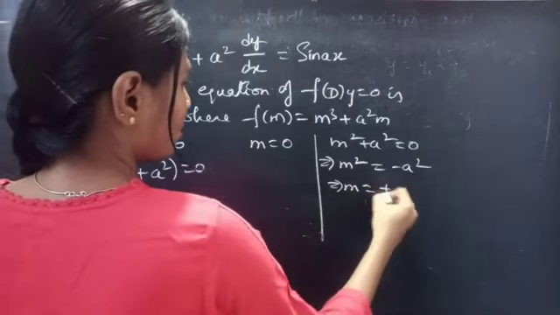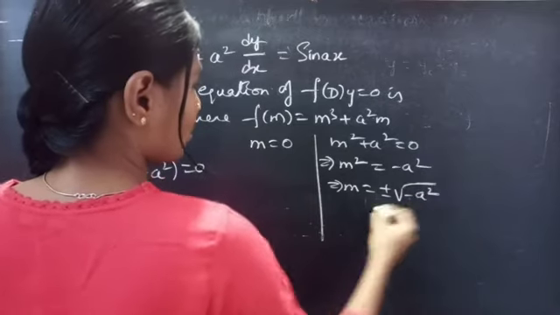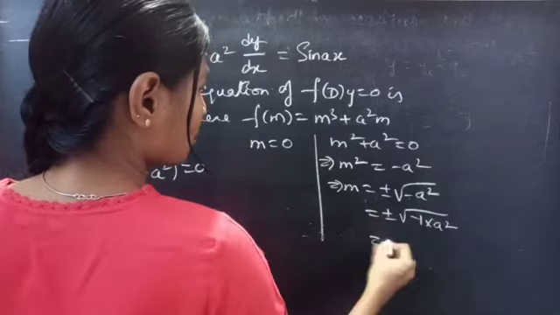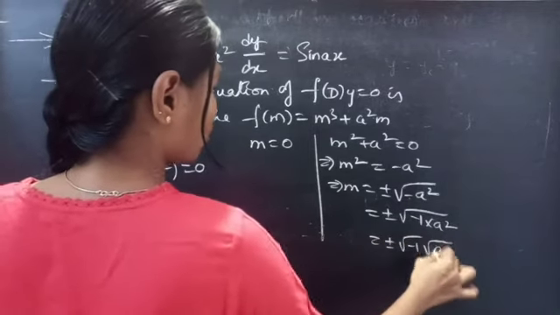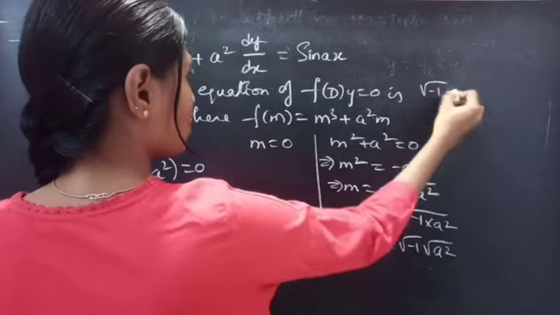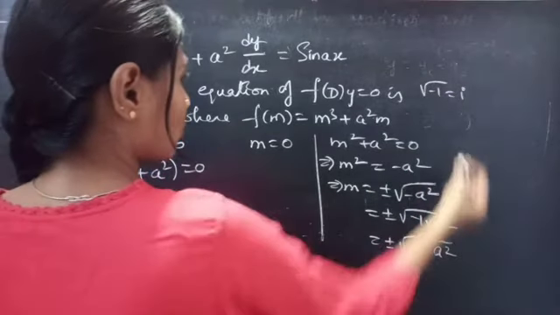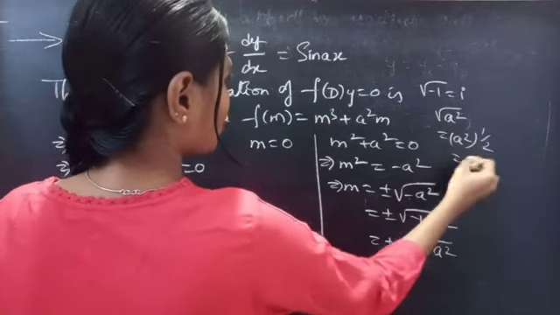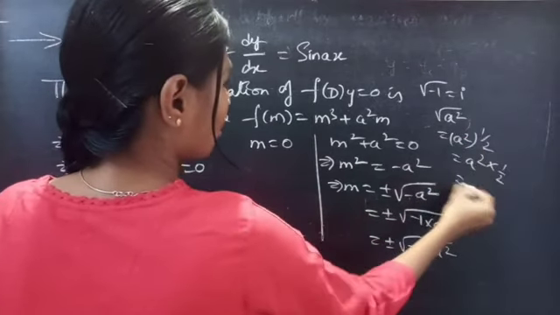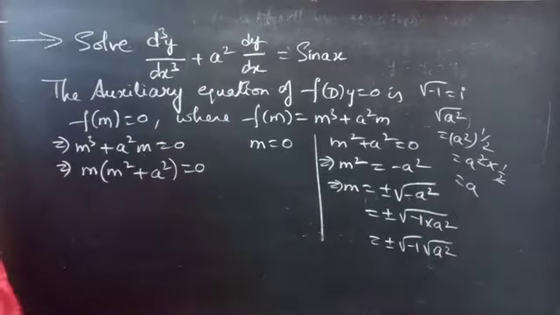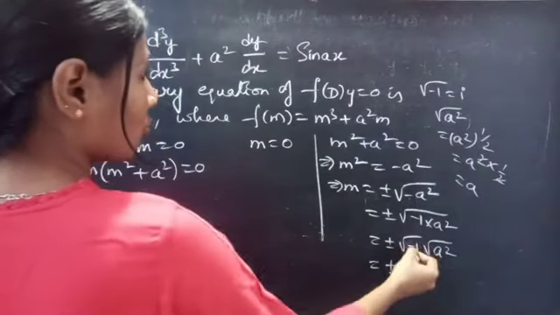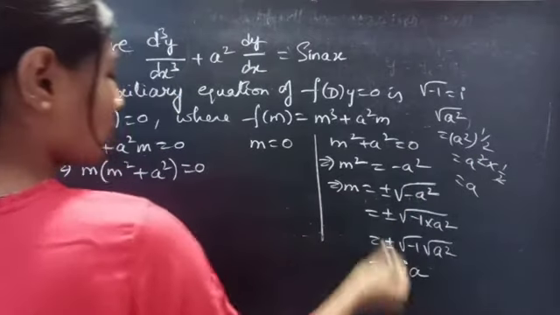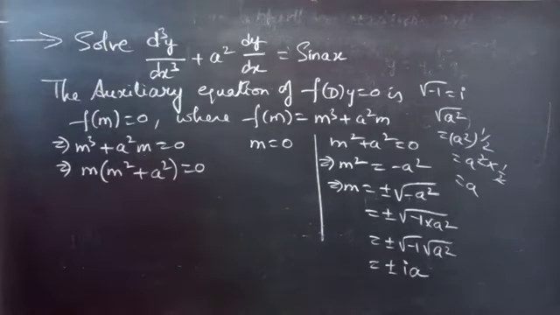Then m equals to plus or minus square root of minus a square. We can split this as minus 1 into a square, which equals plus or minus square root of minus 1 into square root of a square. We know that square root of minus 1 equals to i, and square root of a square equals to a square power 1 by 2, which is a power 2 into 1 by 2, which is a power 1, a, right? Now we can replace square root of minus 1 by i and square root of a square by a. So we got m equals to plus or minus ai.